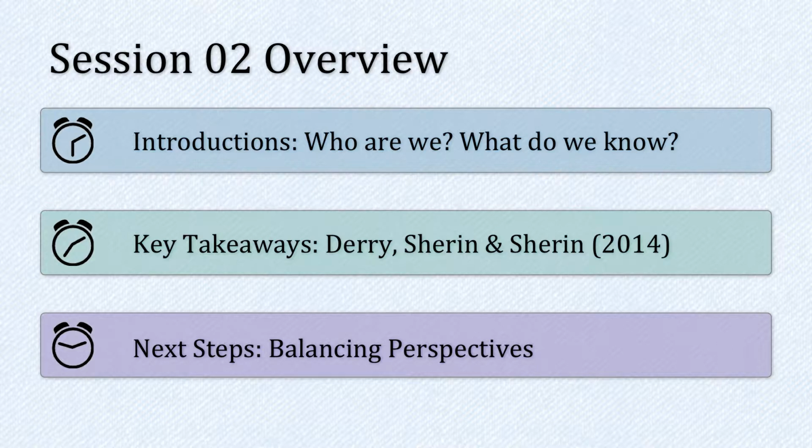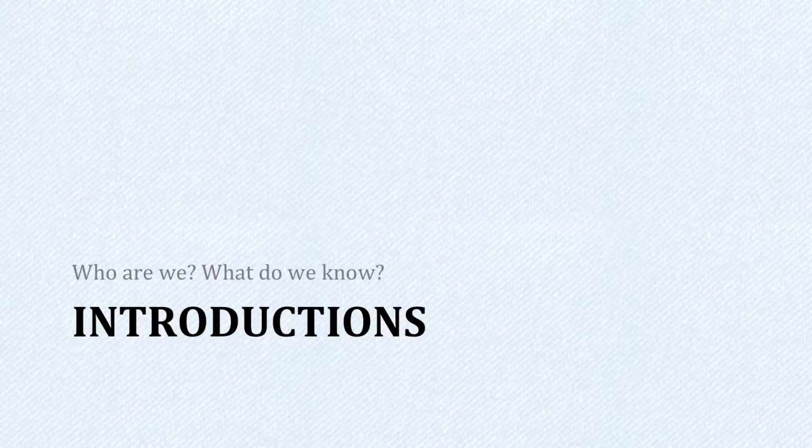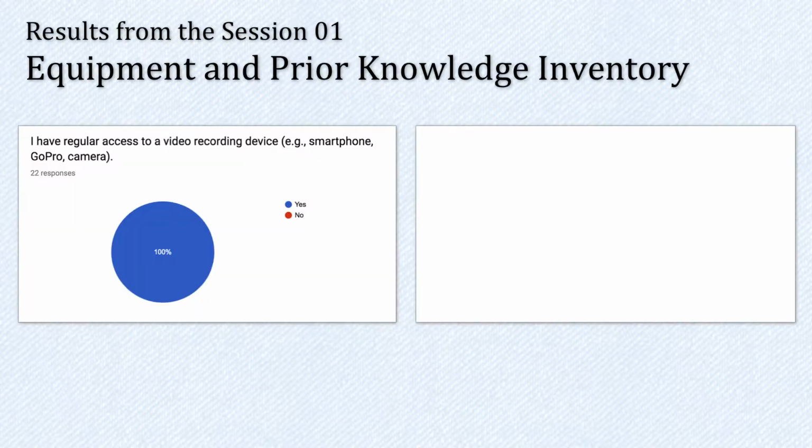So let's get started. All right, introductions. Who are we and what do we know? Well, one way to answer these questions is to look at the results of the equipment and prior knowledge inventory. In total, 22 people responded, and, not surprisingly, everyone in the class has access to a video recording device. Of course, that's great news.